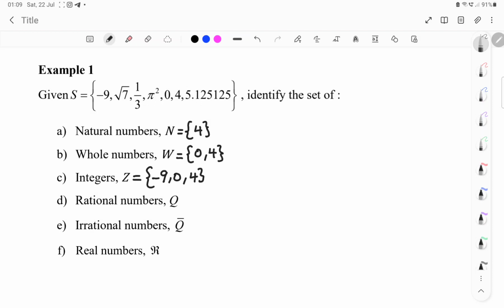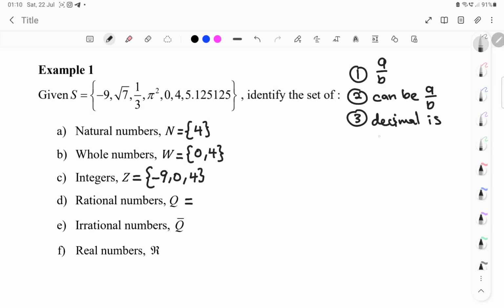Now let's see the next one, rational number. For rational number, there are 4 conditions. The first one, it must be in the form of A over B. The second one, it can be written as A over B. The third one, the decimal is repeating. And number 4, the decimal is terminating.